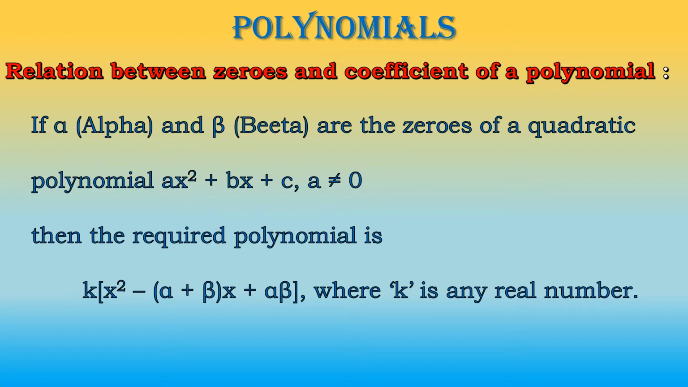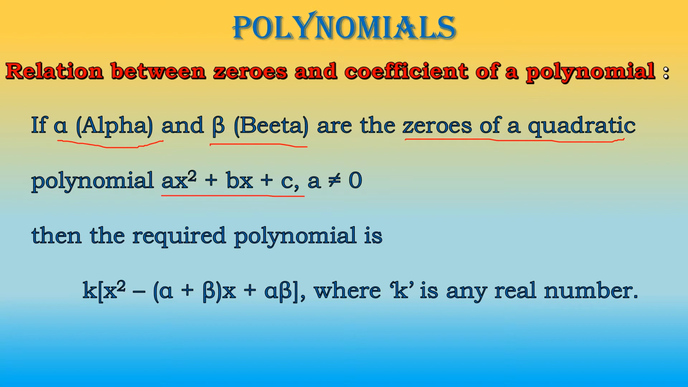Alpha and beta are the zeros of a quadratic polynomial ax square plus bx plus c, where a is not equal to 0. So this is the general form of a quadratic polynomial. For this polynomial I have the zeros alpha and beta. Now how to find the original quadratic polynomial?